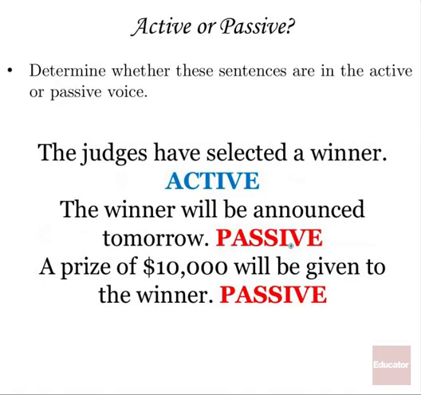All right, the judges have selected a winner. That is active. The action is have selected, and the subject judges is who's done the selection. The second sentence, however, is passive. The winner will be announced tomorrow. The subject is winner, and the verb is will be announced. Well, the winner isn't going to do the announcing. The winner is going to receive the announcement, so it's in the passive voice. A prize of $10,000 will be given to the winner. Once again, the subject is prize. The verb is will be given. And since the prize is receiving the will be given, it's not doing the giving, the sentence is passive.